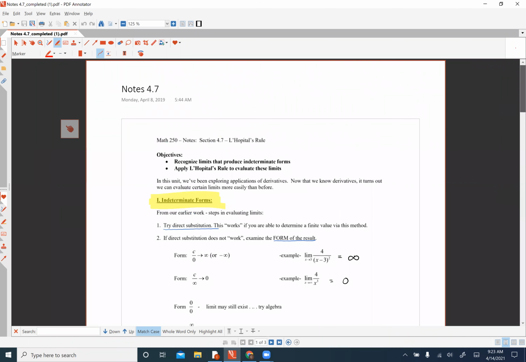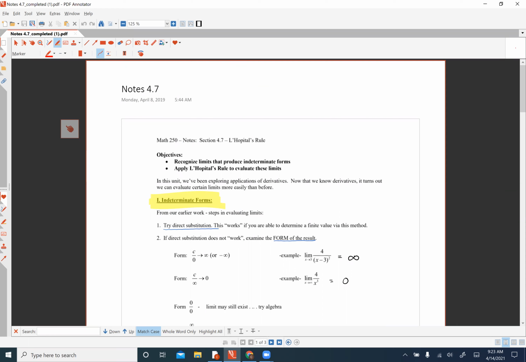So this is a short discussion on L'Hopital's rule, section 4.7. There actually isn't really a lot to say about this. It's kind of an easy rule to apply. I think it's maybe one of the easier sections of the book. I think it's easier than optimization, which I think was maybe the hardest, if not one of the hardest, sections of the book.